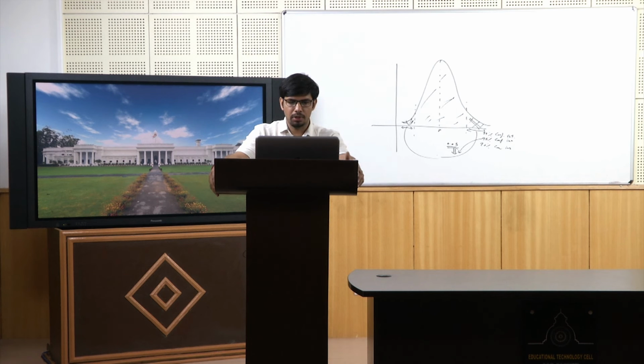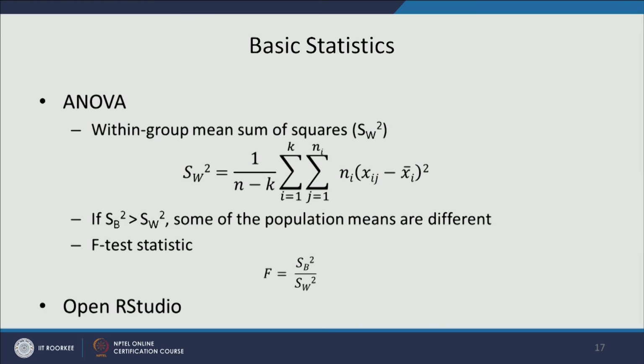It is called SW. So SW square is computed in this fashion: 1 divided by n minus k, and then summation over the k groups, 1 to k, and then for all the observations from 1 to ni, and this is for the ith group. So it is the sum of the squared differences between xij and xi bar. Once these two computations are done, the between group mean sum of square and the within group mean sum of square have been computed, then we compare these two statistics.